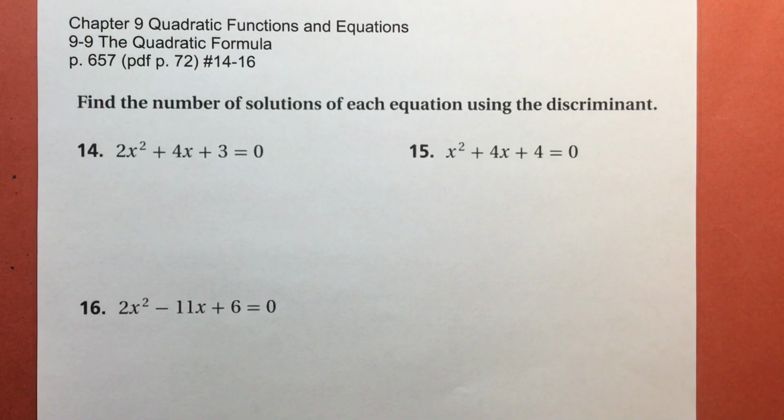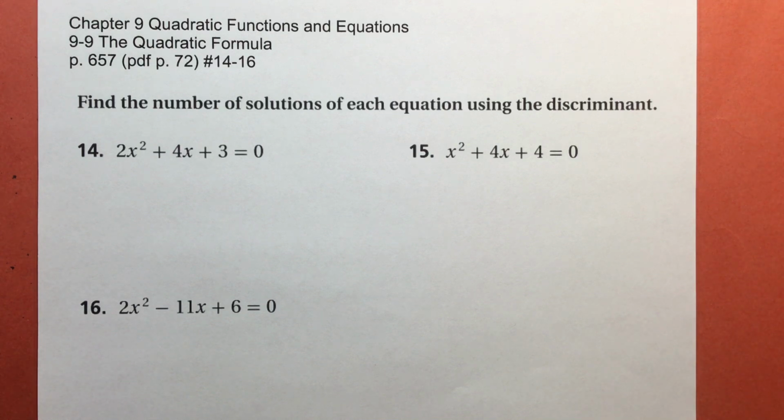Hello. I'm still working problems in the back of the chapter, the guided practice problems. On page 657, we're doing, again, the quadratic formula. For these problems, we're trying to find out what the discriminant tells me about the quadratic equation, whether it has one solution, two solutions, or no solutions. And that's what the book is saying.